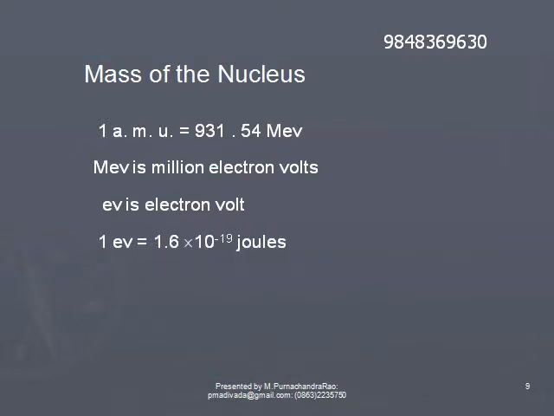MeV is million electron volts. 1 MeV is 10 to the power of 6 electron volts. 1 electron volt is 1.6 into 10 to the power of minus 19 joules.